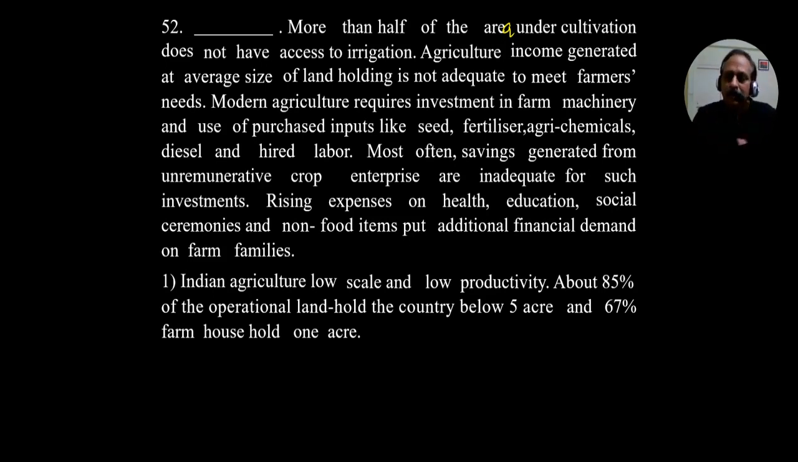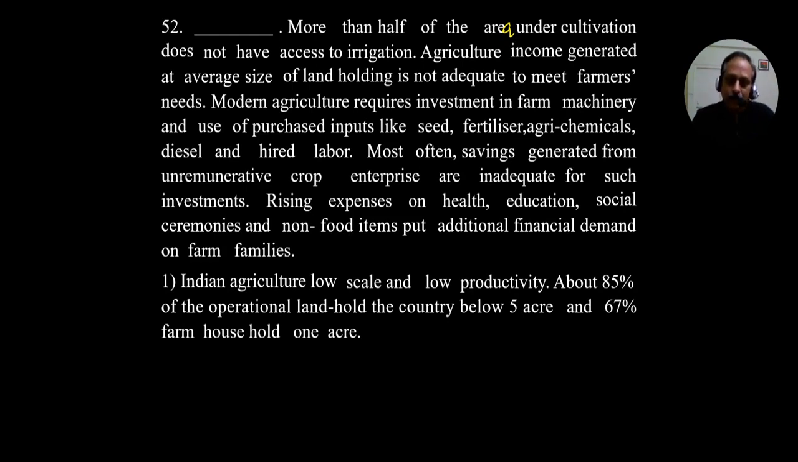Now, what is this about? This is about agriculture. This is about land holding. This is about the expenses met by the farmers. They have to meet certain expenses regularly. Some of these expenses go with cultivation, like fertilizers, agri-chemicals, farm machinery, diesel, hired labor, and some go with lifestyle. And what goes with lifestyle? Health, education, social ceremonies, and non-food items. So it talks about farmers, the farming community, agriculture. What could be the first sentence?